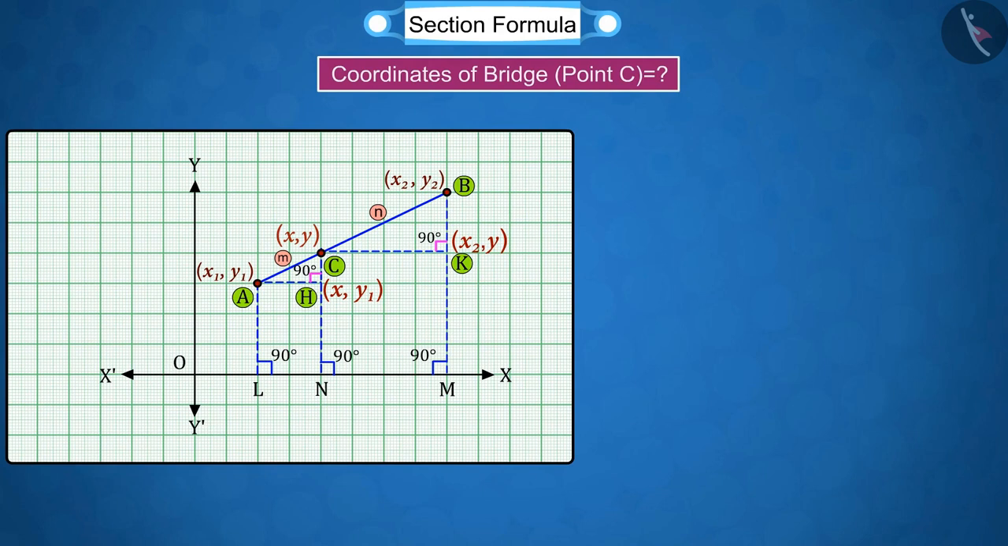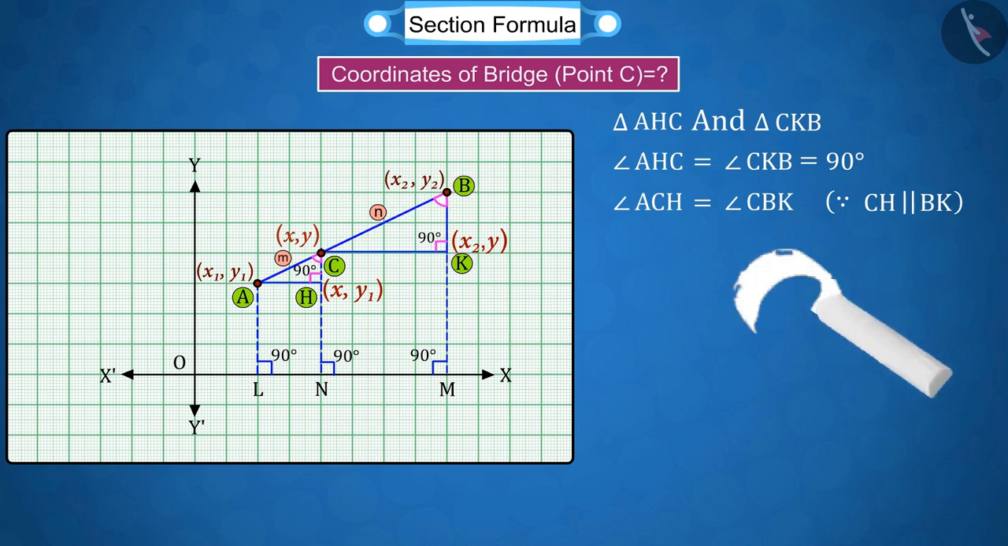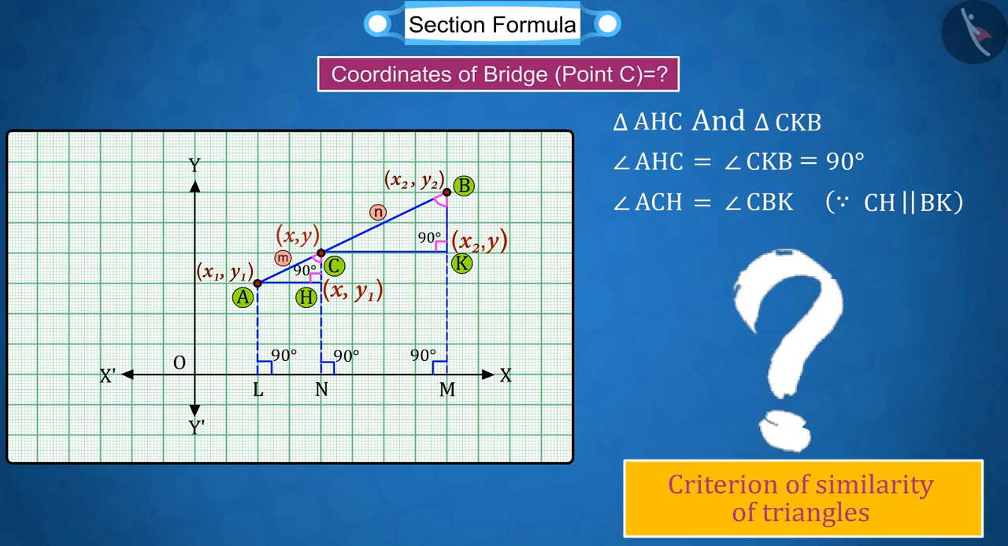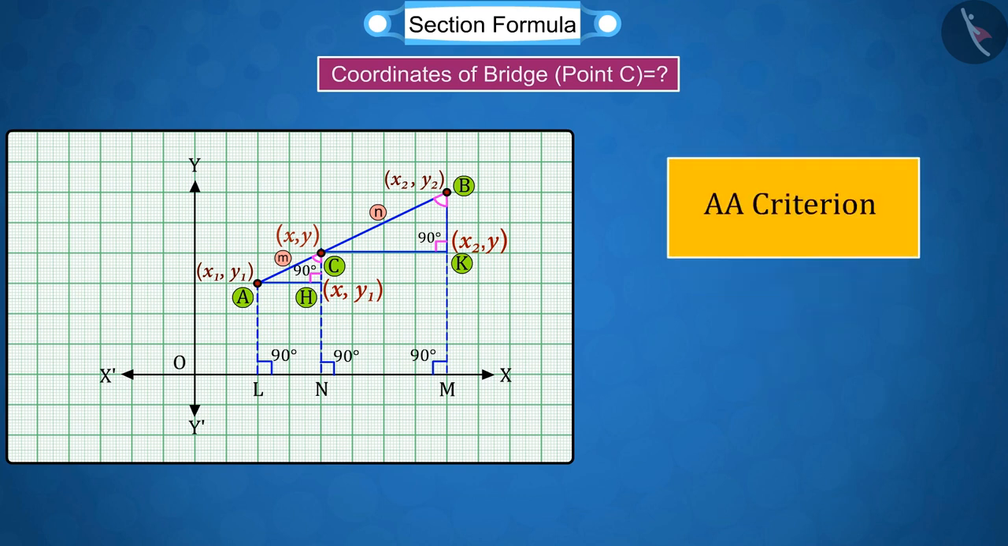Observe carefully and tell how many triangles can you see in this figure? Absolutely correct. Here we have two triangles, triangle AHC and triangle CKB, where angles AHC and CKB are equal to 90 degrees and the angle ACH should be equal to angle CBK. Because the line segment CH is parallel to BK and AB is a transversal, these represent which criterion of similarity of triangles? Well done. These represent the AA criteria of similarity of triangles, from which we can state that triangles AHC and CKB are similar triangles.